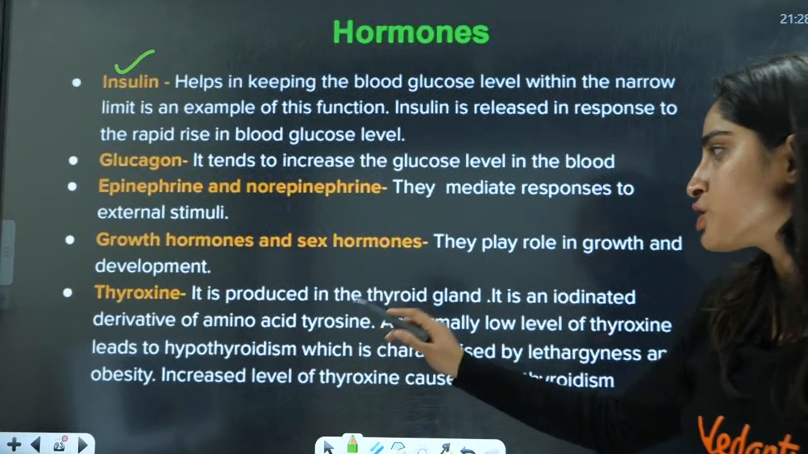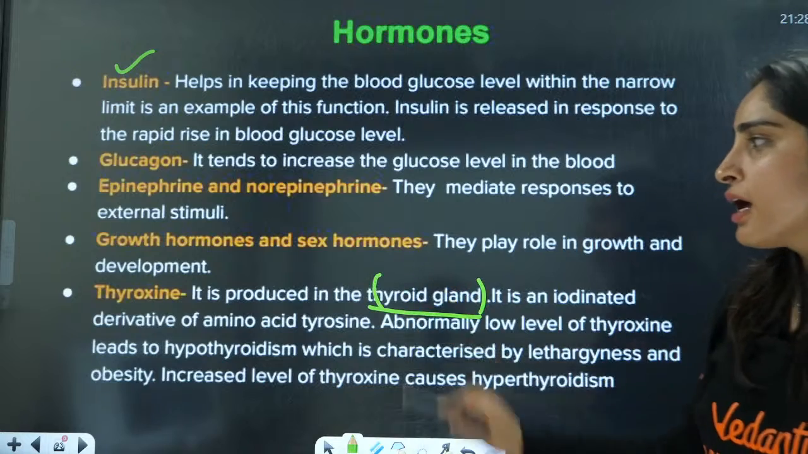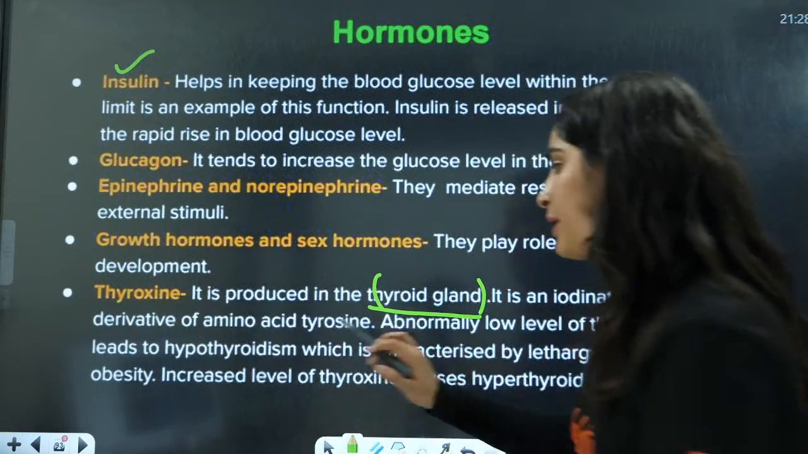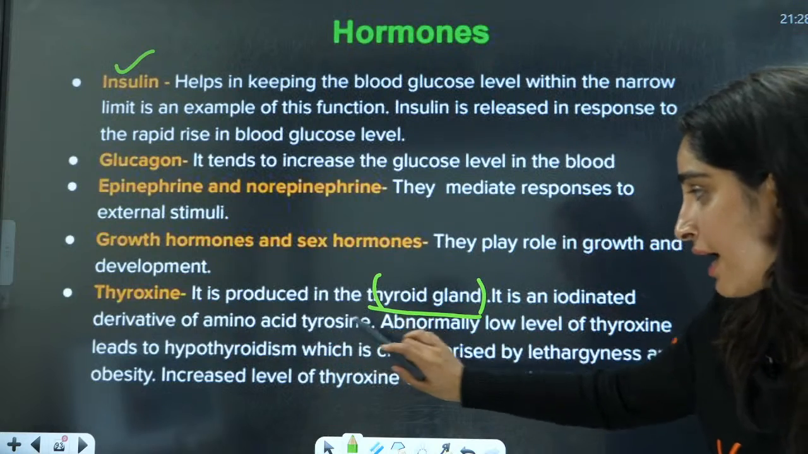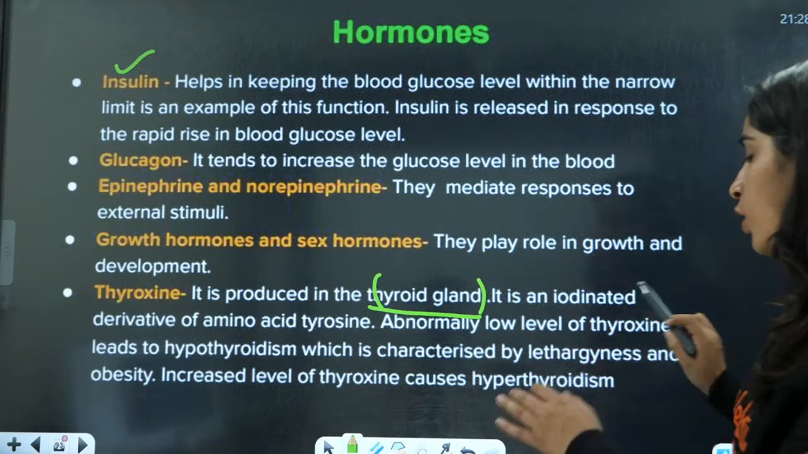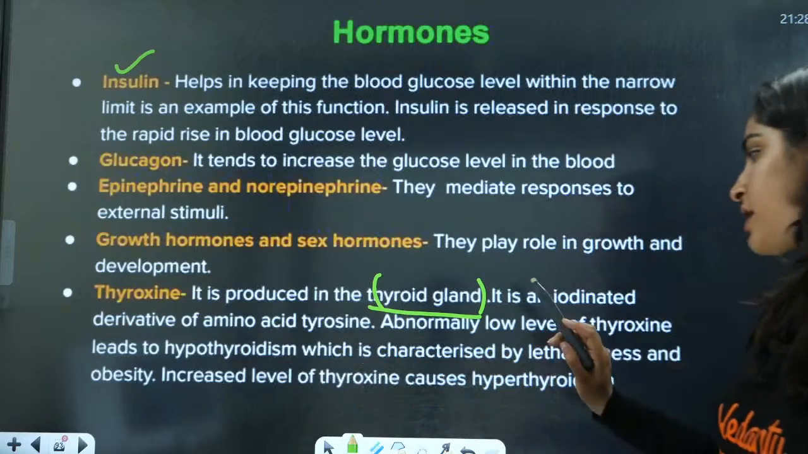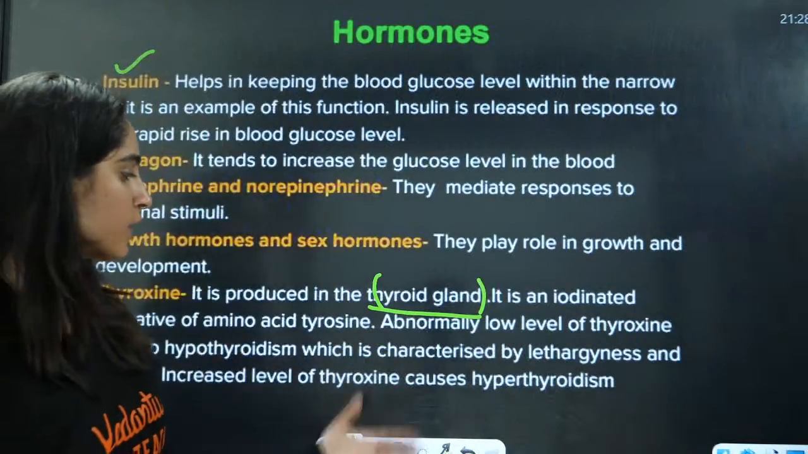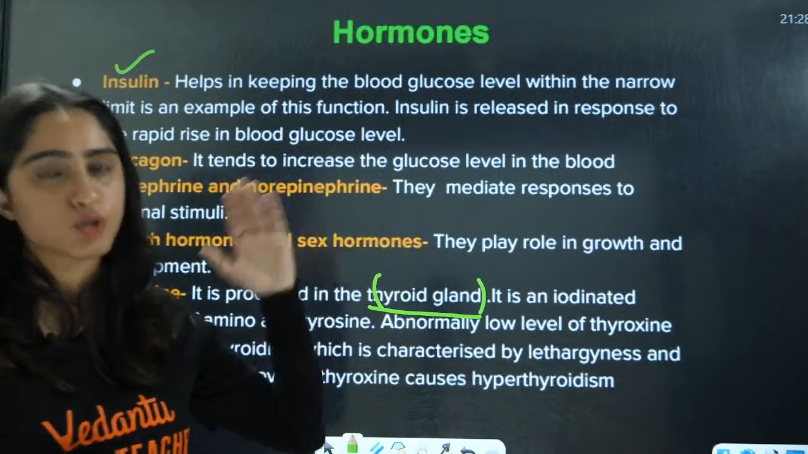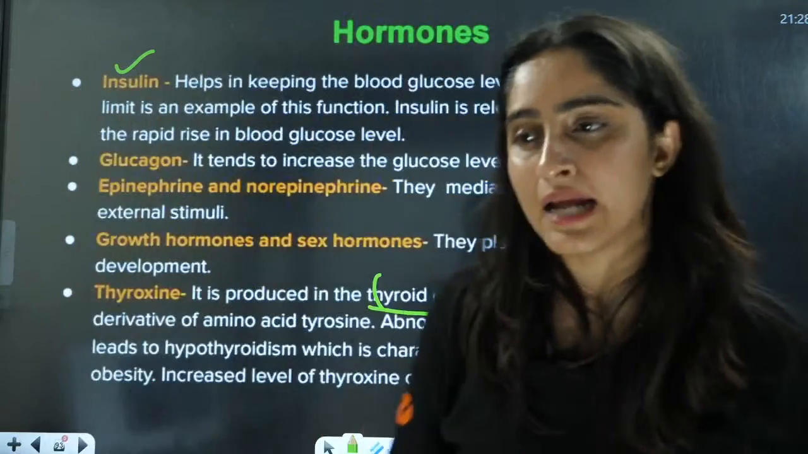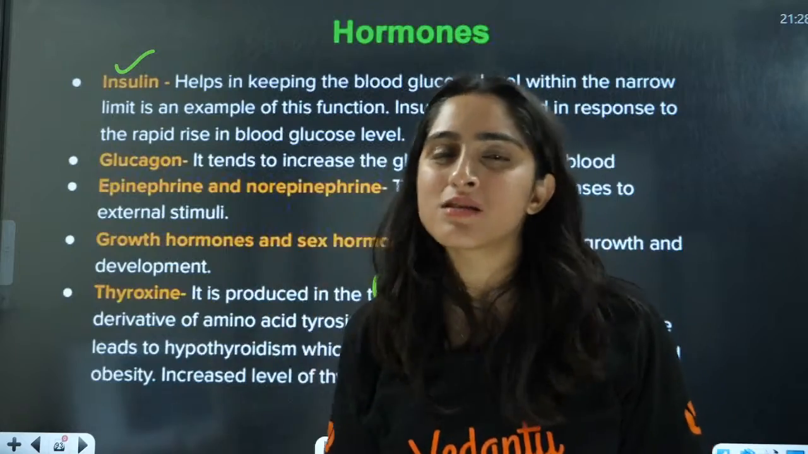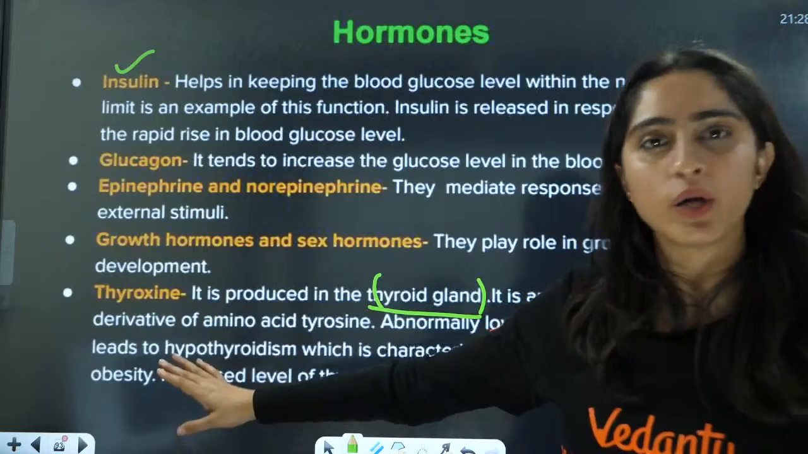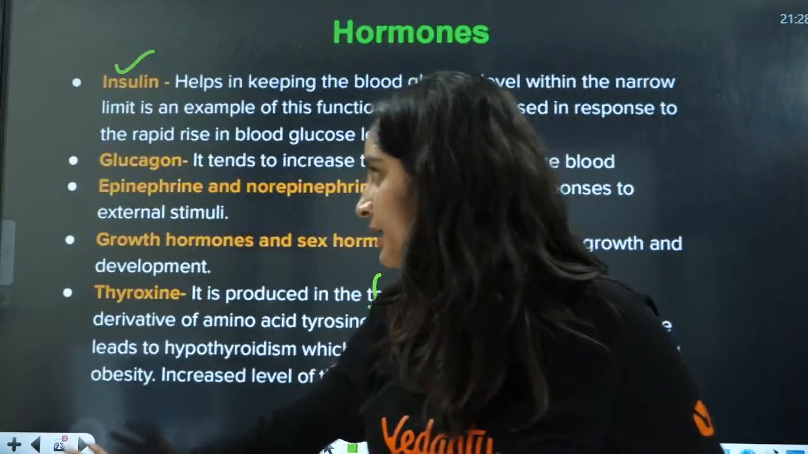Thyroxine is produced in the thyroid gland. It is an iodinated derivative of the amino acid tyrosine. Abnormally low levels of this lead to disorders which are characterized by certain symptoms. All these things, what is thyroid and how it works, what diseases are caused by this and this hormone, are totally theory based, totally from your NCERT lines.